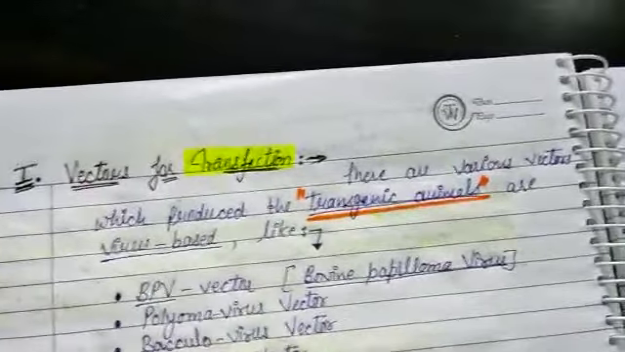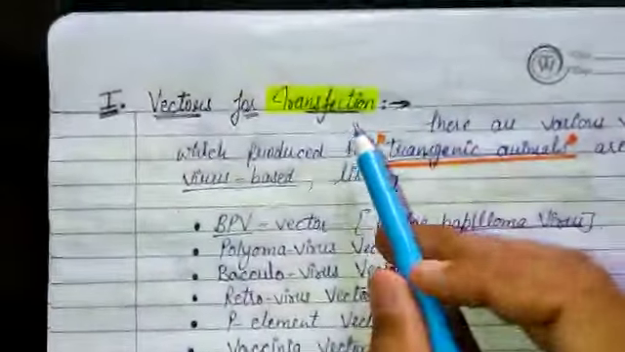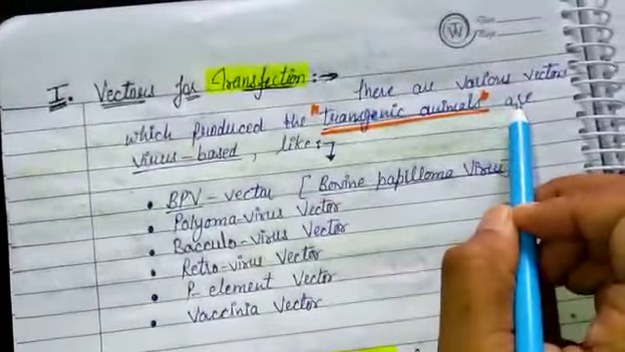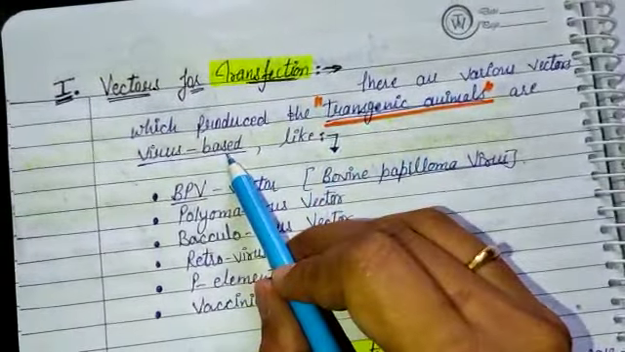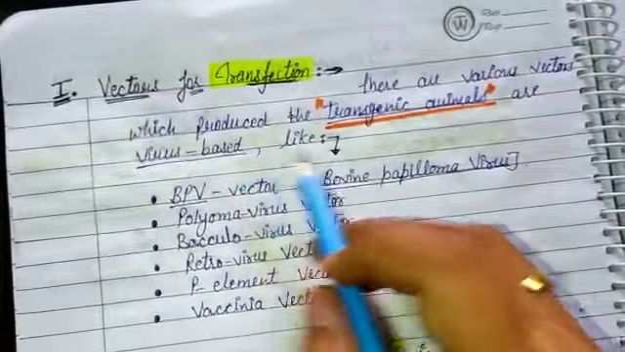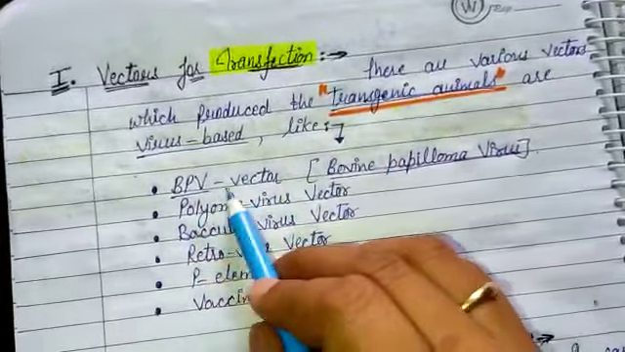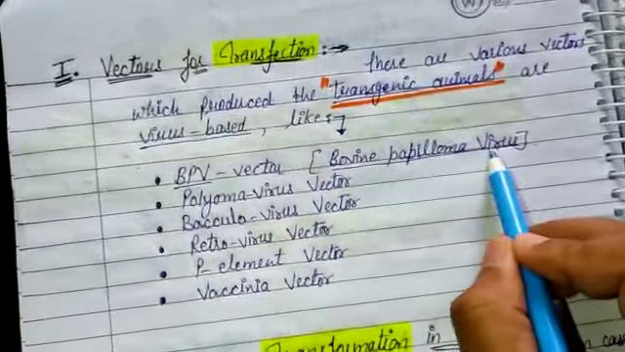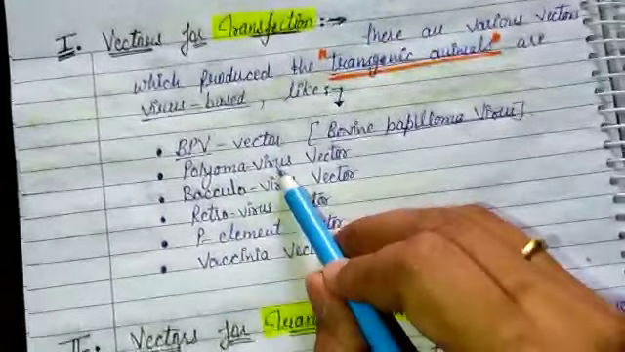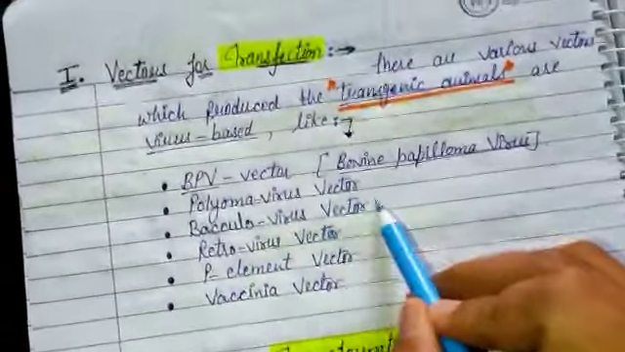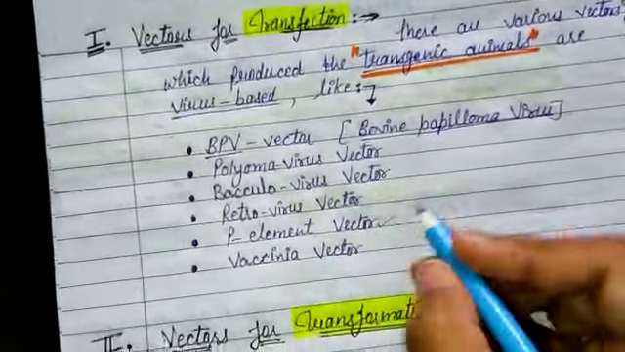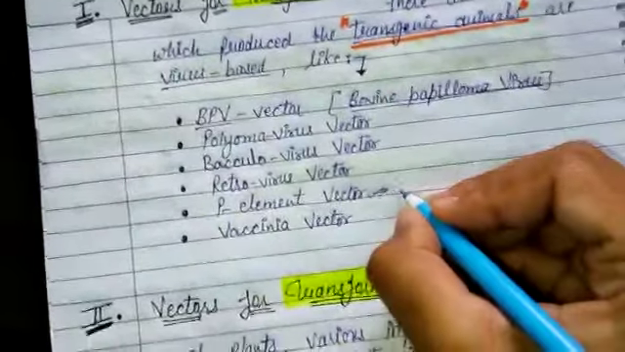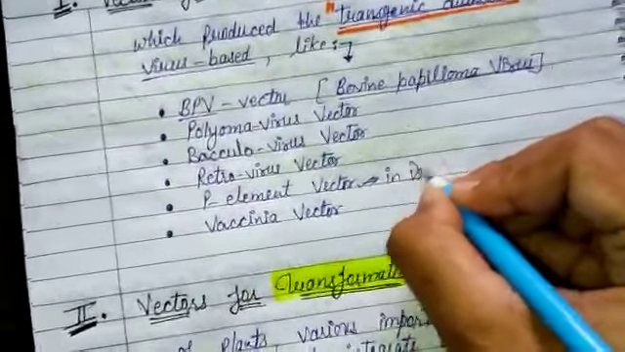Now we study the vectors which are used for the transfection process. There are various virus-based vectors which are used to produce transgenic animals. Firstly is the BPV vector, that means the bovine papilloma virus. Second is the polyoma virus vector. Third, baculovirus vector. Fourth, retrovirus vector. Next is the P element vector. That is the most important vector present in Drosophila.